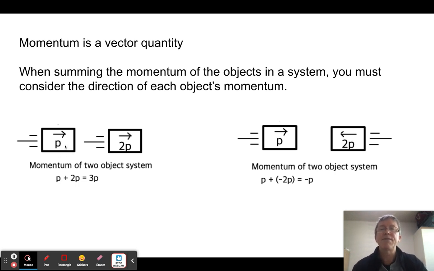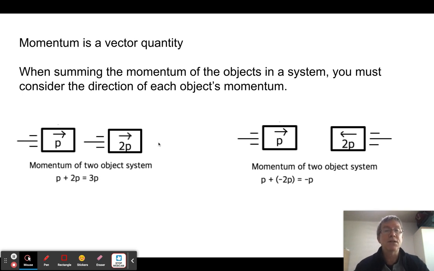So look at this here. I have two objects moving in the positive direction. One has momentum p, one has momentum 2p. So the momentum of this two-object system is 1 plus 2. It's 3p, 3 units of momentum. What are the units of momentum going to be? Well, it's mass times velocity. So the units are going to be kilogram meters per second. It's kind of an ugly unit, but that's what we've got.